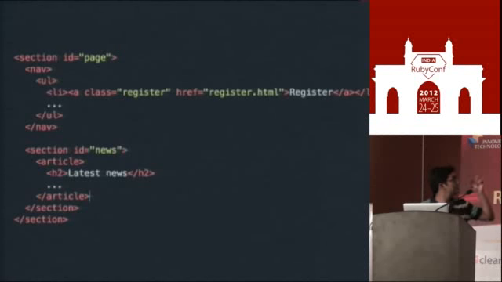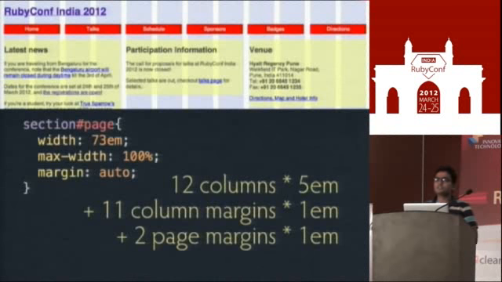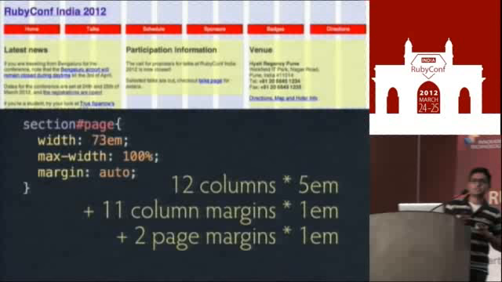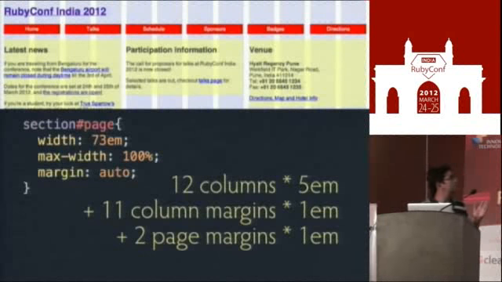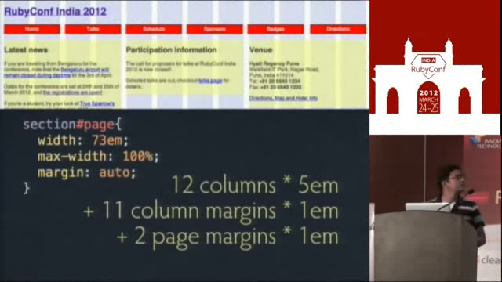Here's the markup again: the container, the menu and the news. So let's set the width of the page. Start with the page. The total width is, as we said, 73 ems: 12 columns of 5, 11 column margins and 2 page margins. Second, and this is the important thing, we set a max width of 100%. So as the screen size decreases, the container will fit within that, and we will not have to deal with any horizontal scroll bars. And finally, the margin auto is just to center the container within the page.